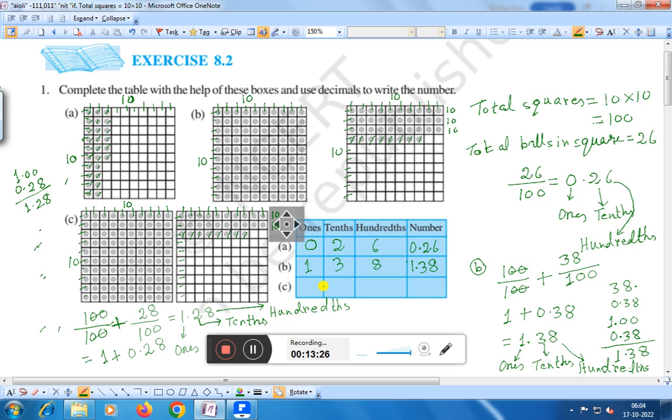I'll put the number in the place value table. Therefore, in ones you have to write 1. In tenths you have to write 2. And in hundredths place that is 8. And the number is 1.28, right? This is the solution of question number 1.